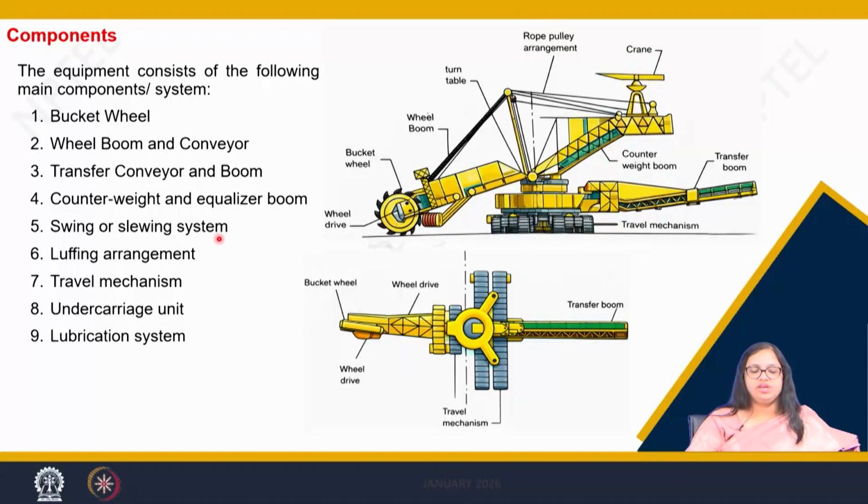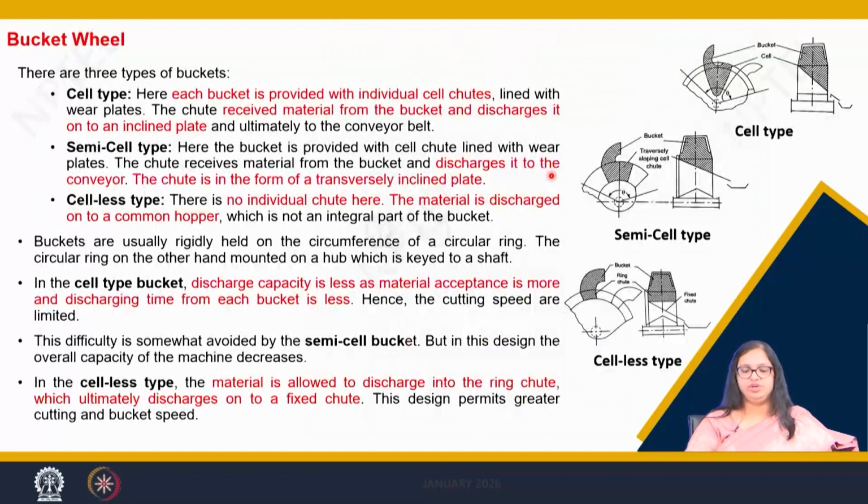Then there is a swinging or slewing system which helps in rotation of the machine at a 360 degree angle. There is a luffing arrangement which helps in up and down movement of this wheel boom. Then there are travel mechanisms which help in movement of this machine. There is an undercarriage unit which is just above the travel mechanism, and we can also call it a superstructure. And there are multiple lubrication systems also which are housed on this undercarriage unit.